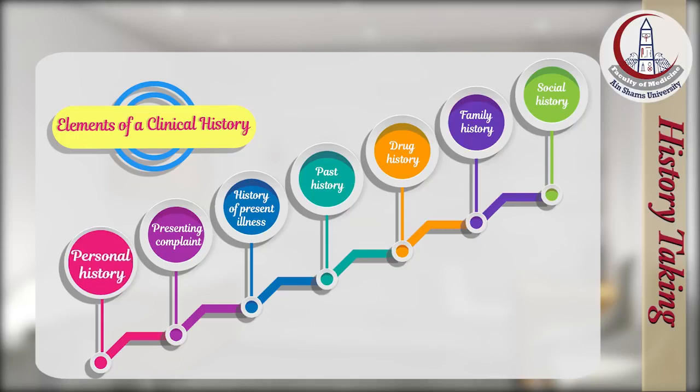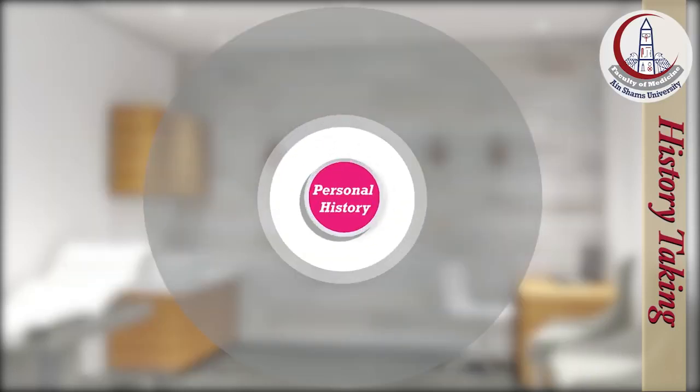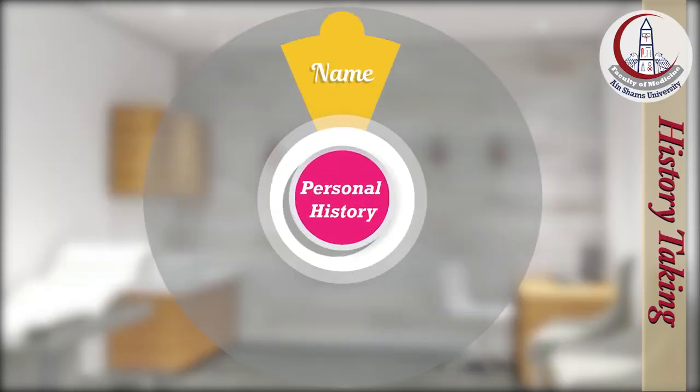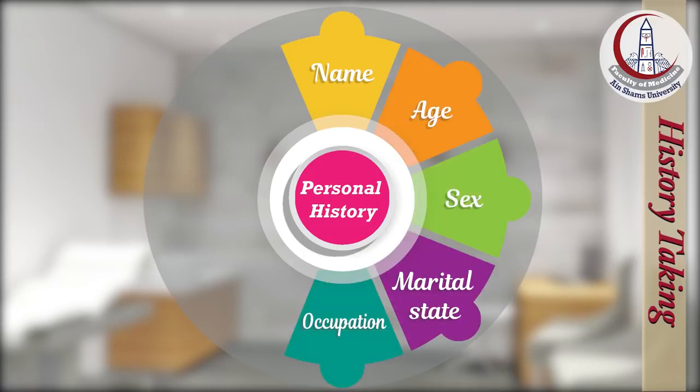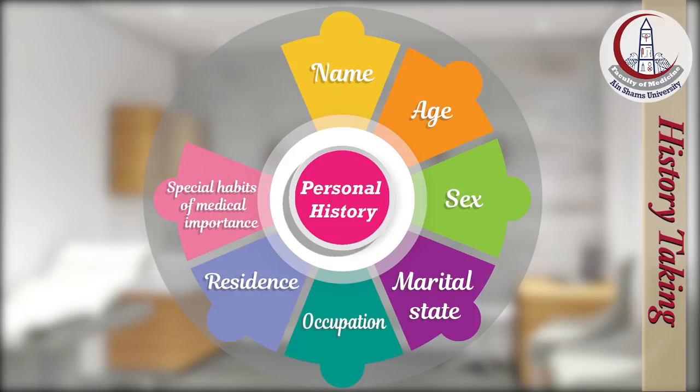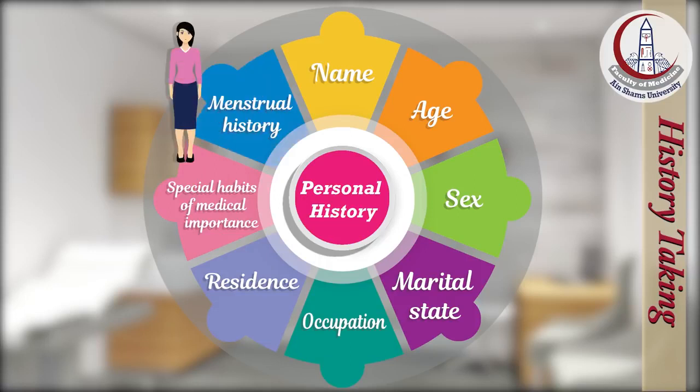First of all, the personal history. What are the items of personal history? You have the name, age, sex, marital state, occupation, residence, and special habits of medical importance. If this patient is a female, you have to ask about the menstrual history.